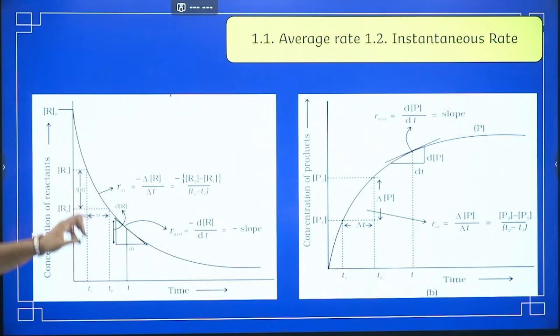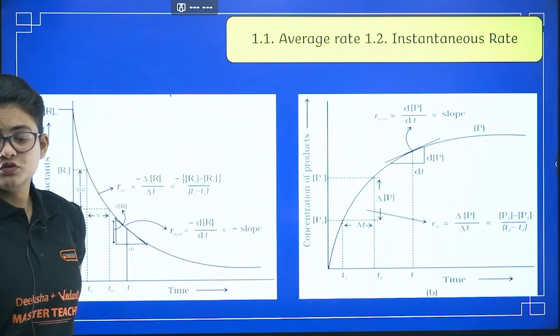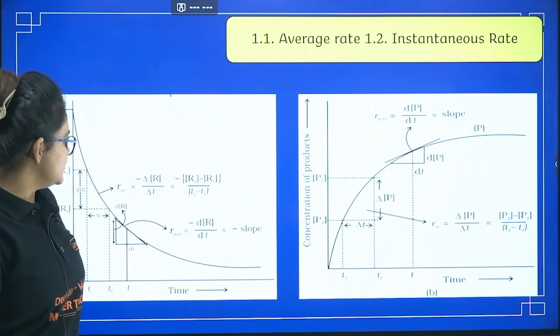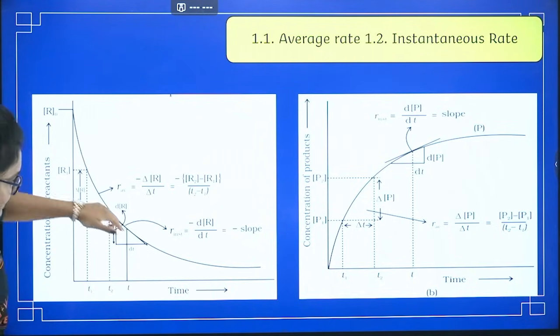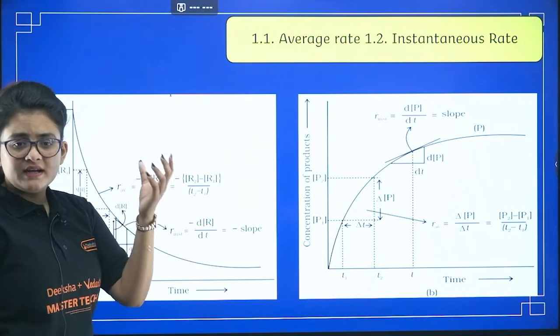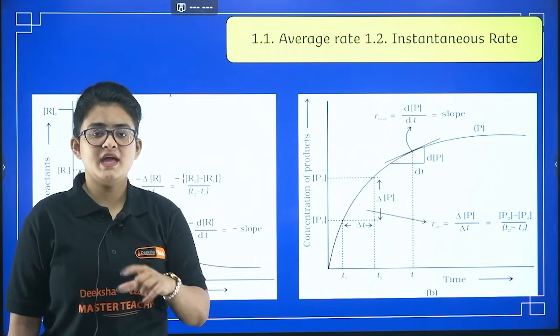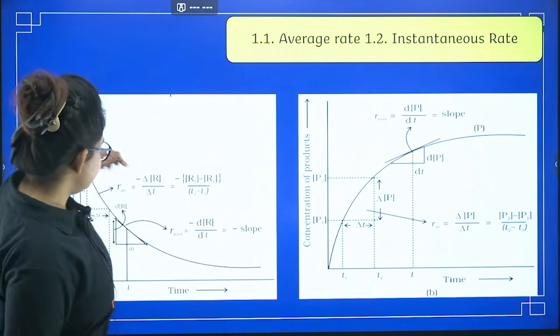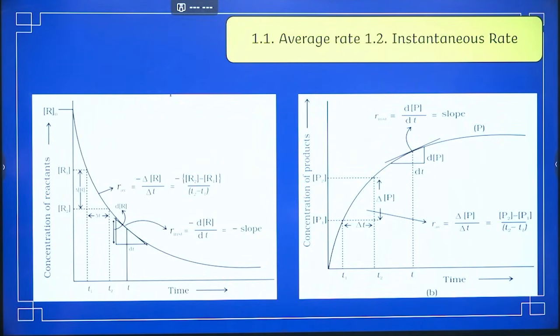Let's proceed. Here you can see two different types of graph that represent how you should find the average rate and instantaneous rate. In this case, you can see the concentration of the reactant with respect to time. The graph will be something like this. Why? Because with time, the concentration of the reactant decreases. Let's say I have started the reaction with A and B: with time, the concentration of A and B will decrease, so that's the reason the graph looks like that. Now here you can see I am having T1 and T2.